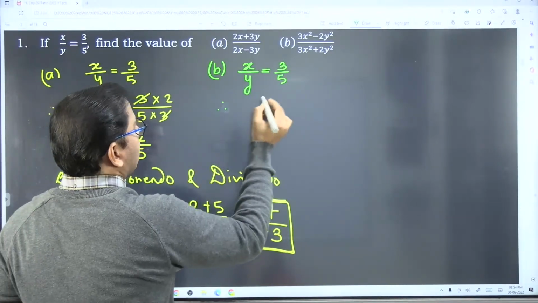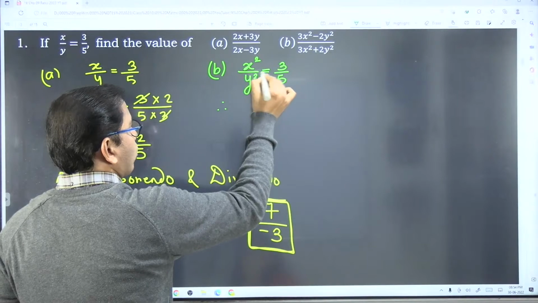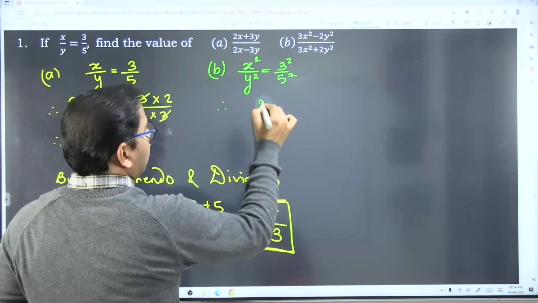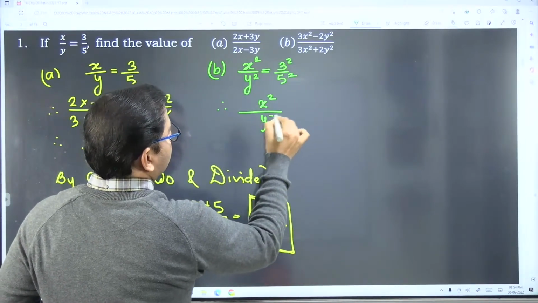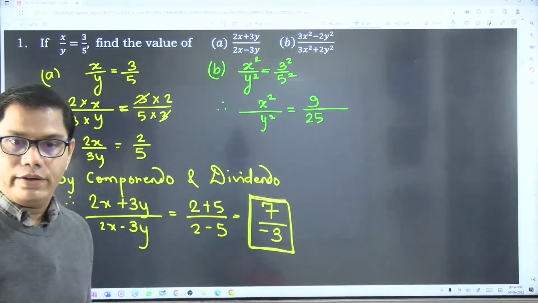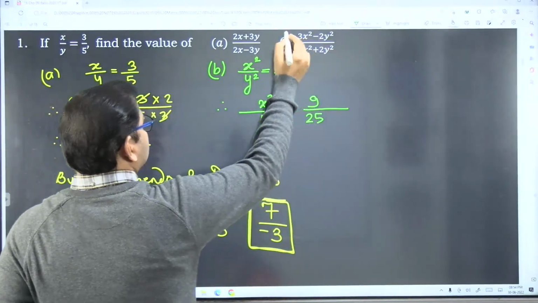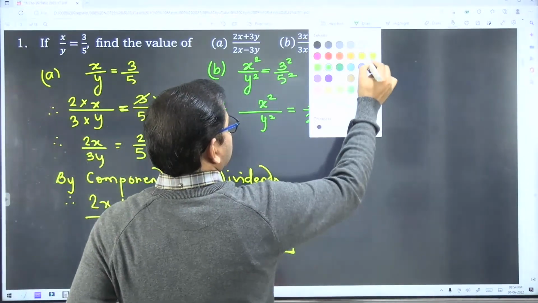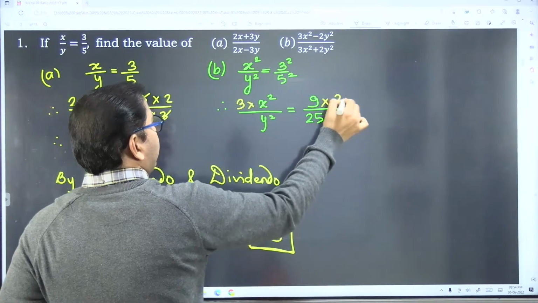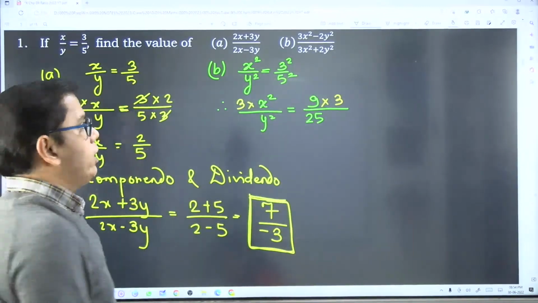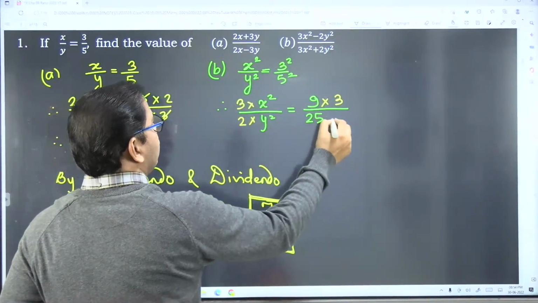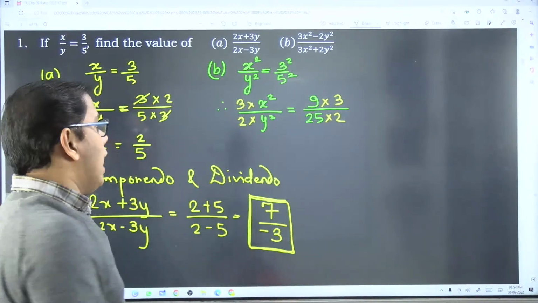So what I am doing is, I am taking squares on both sides. Square on left hand side and square on the right hand side. So what is my answer? x square by y square is equal to 3 square is 9 and 5 square is 25, right? And along with x square, what do I want? I want 3. Okay, 3x square. So 3 in the numerator of left hand side and 3 in the numerator of the right hand side. And with y square I want 2. So multiply 2 in the denominator of LHS and RHS.